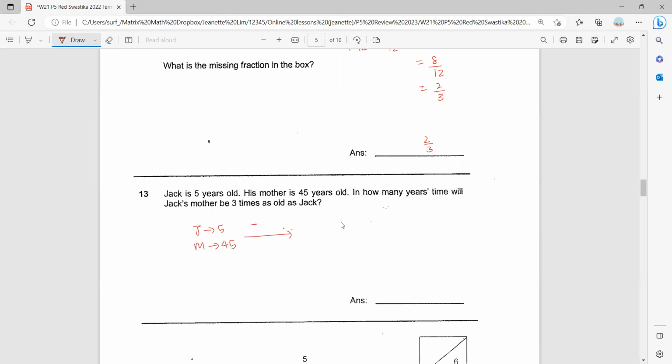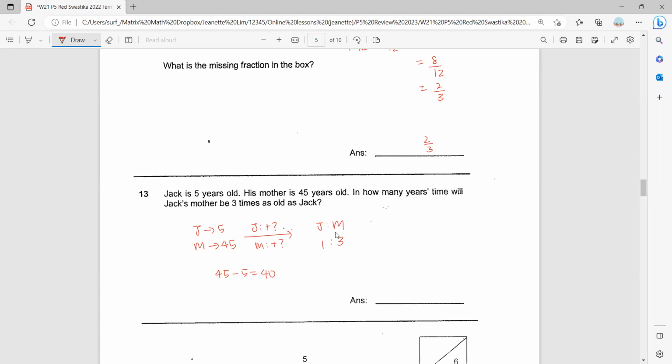How many years' time means that both you need to add, because a few years' time, right? So add question mark. In the end, Jack's mom is 3 times. So Jack's mom is 3 units, Jack is 1. For age, right, the age difference between the two people will never change. So we find the difference, which is 40 years. Now the difference is 2 units.